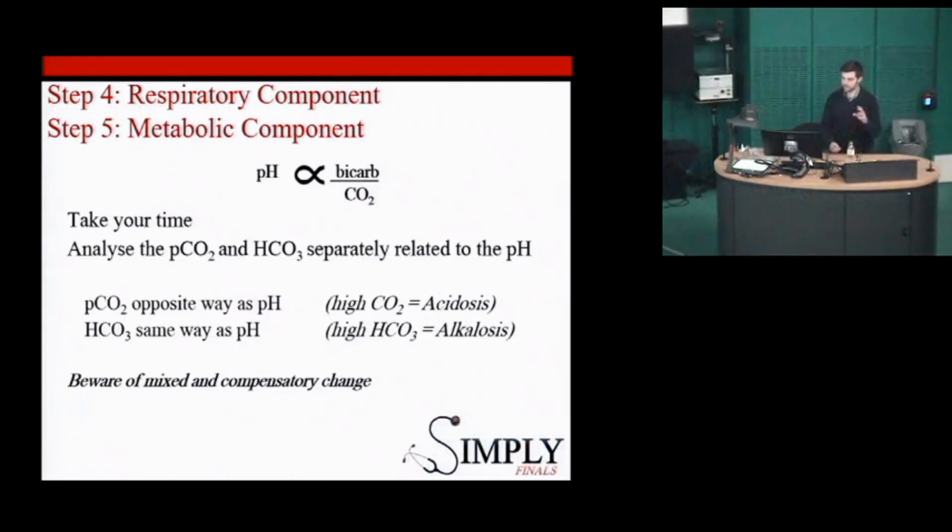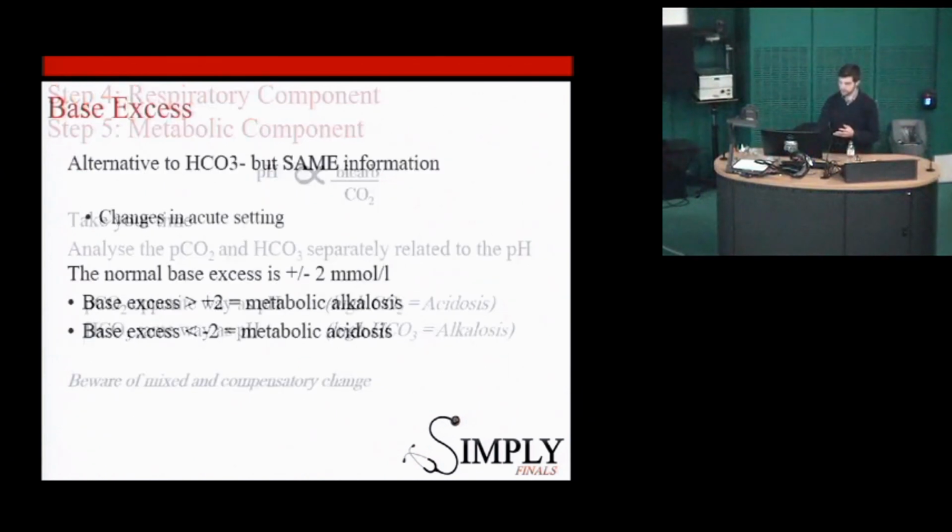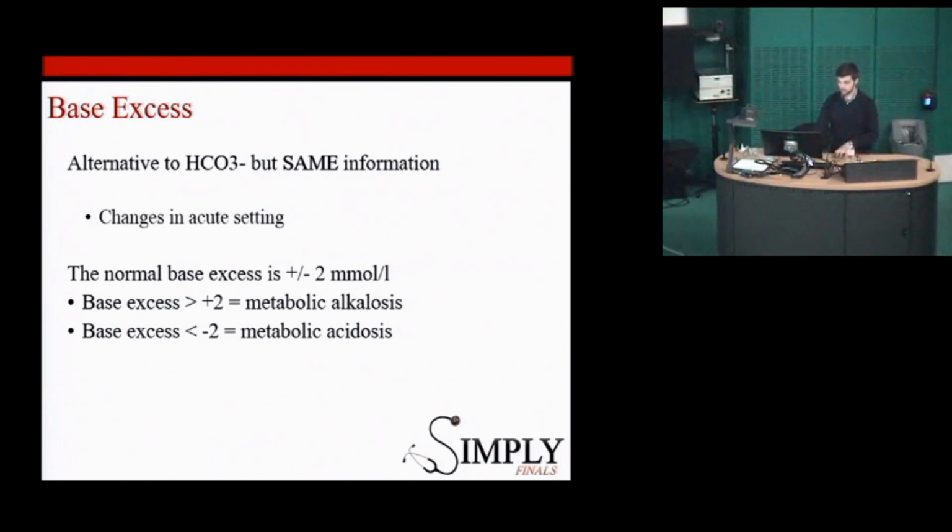But yeah, just take your time. So there's two different processes, a metabolic and a respiratory. Many times you jump to the big red respiratory, and then you miss out the metabolic, or the other way around, because it's really obvious. And then you will miss mixed or compensatory patterns. Base excess is the same as bicarb, just usually changes quicker, but for all intents and purposes gives you the same type of information. So base excess high is metabolic alkalosis, as you all knew.